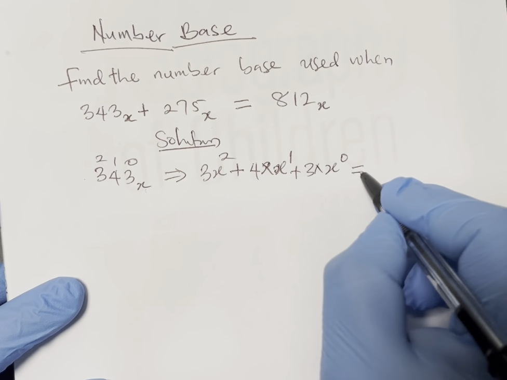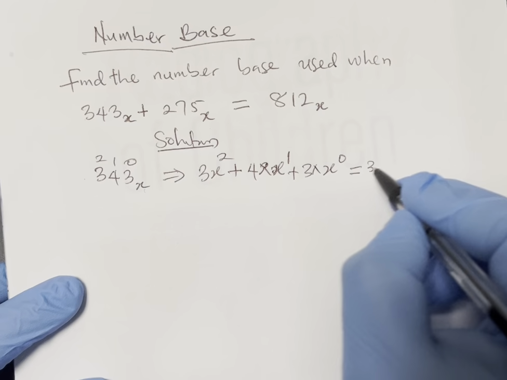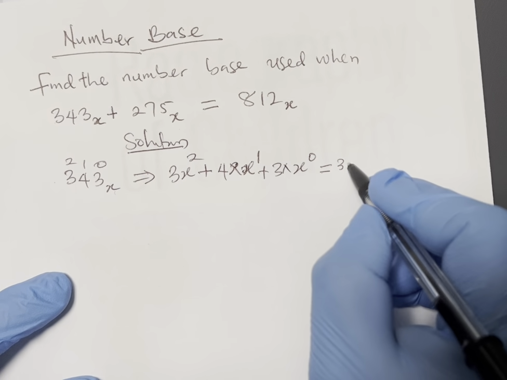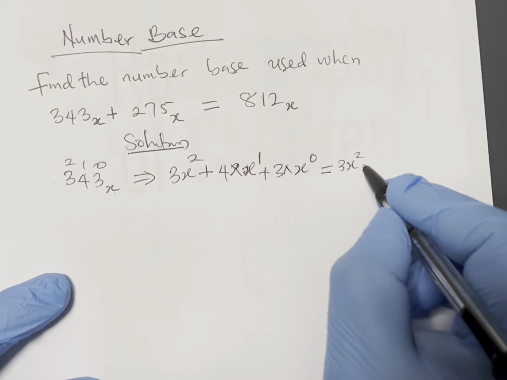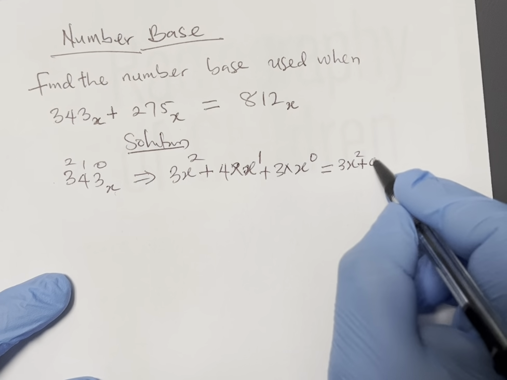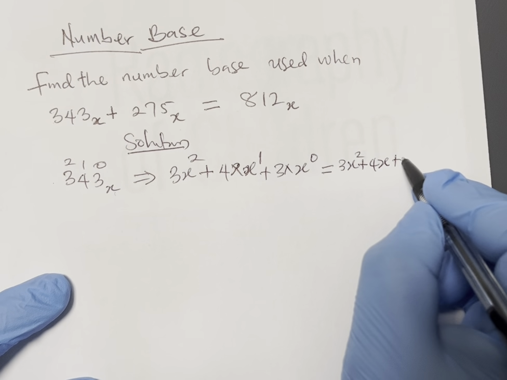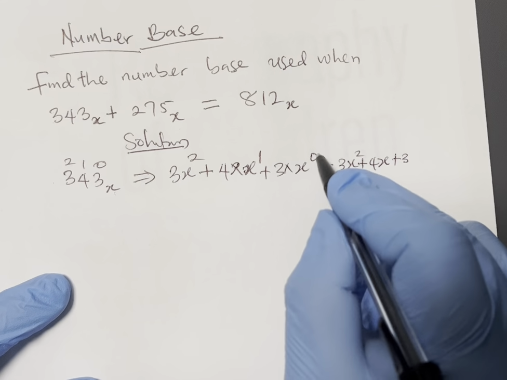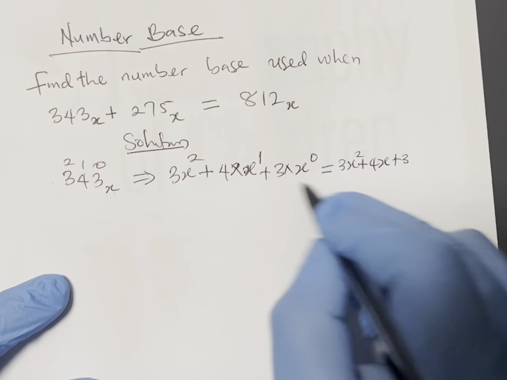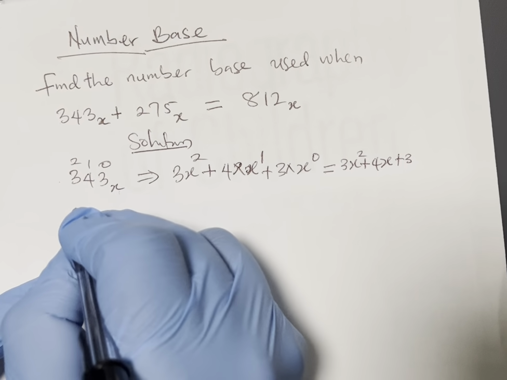Okay, so this is the same thing as 3x squared plus 4x plus 3, because x raised to the power of 0 is 1, and then 1 times 3 is 3. So I'll do the same here.